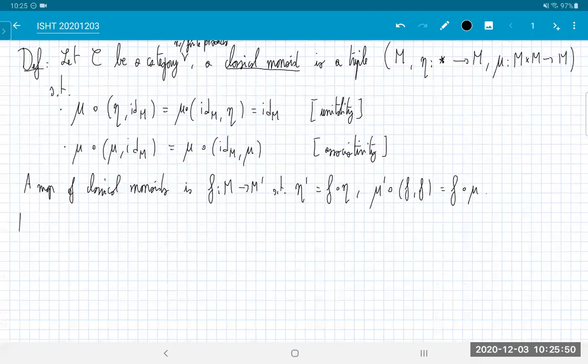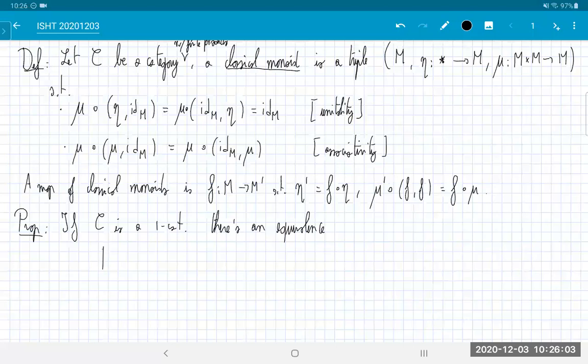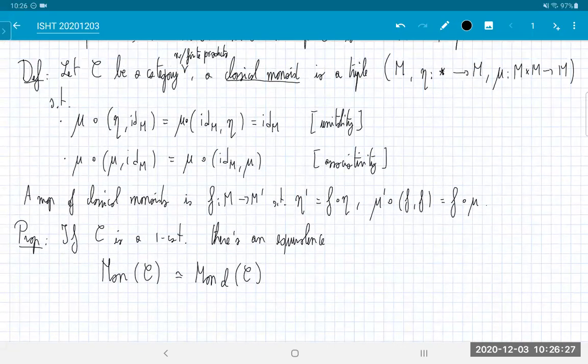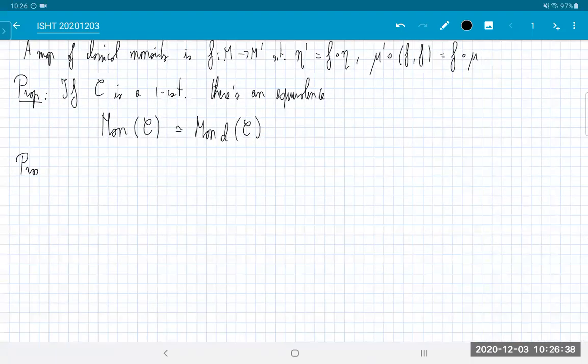And okay, the first result I want to talk about today is that if C is a one category, there's an equivalence between monoids and classical monoids. And the equivalence is actually kind of easy. Okay, other questions about this? No. Okay. So actually, let me describe how this goes.